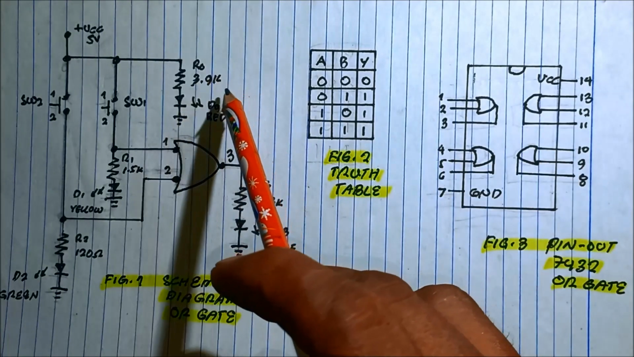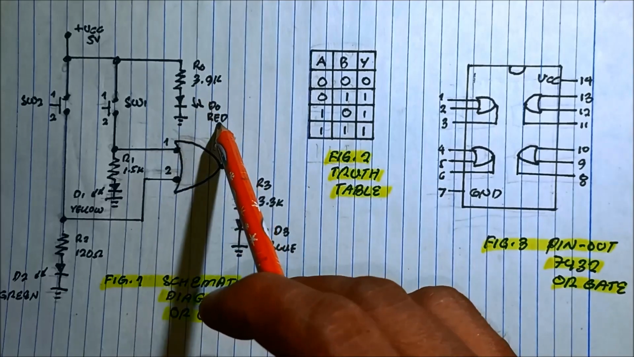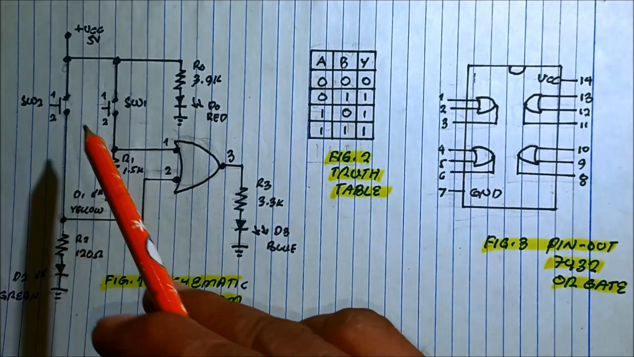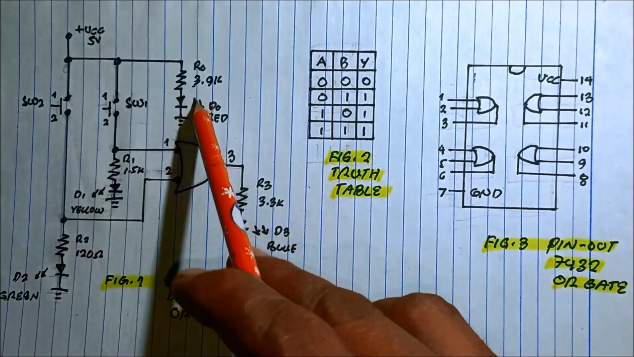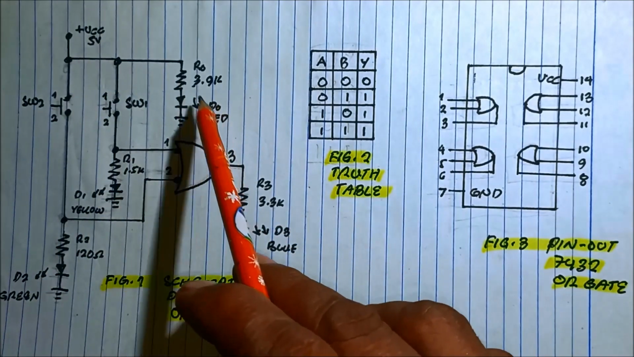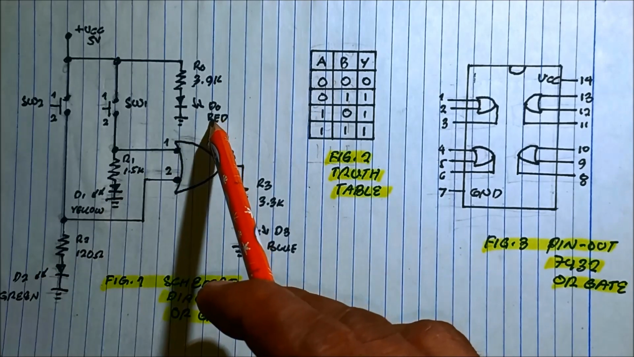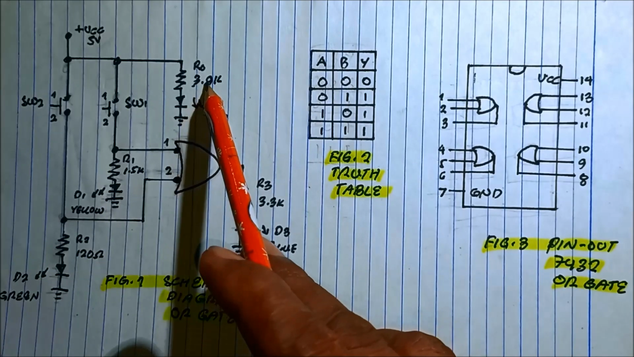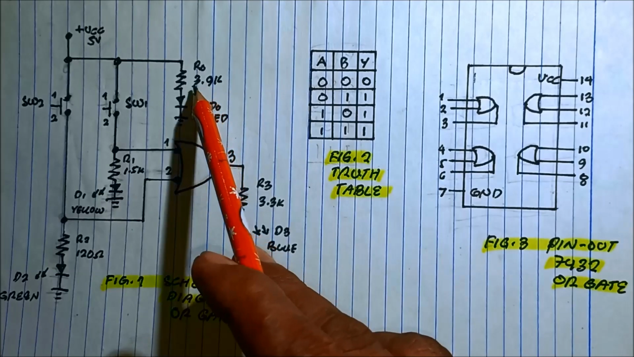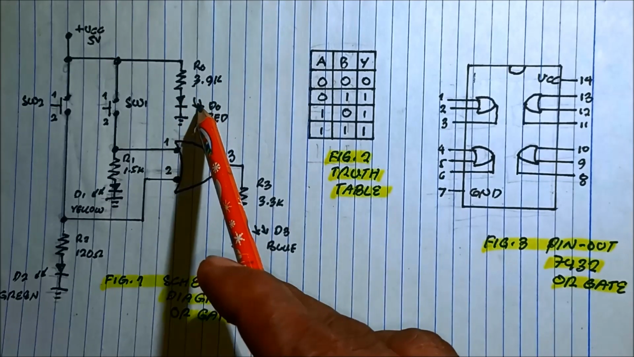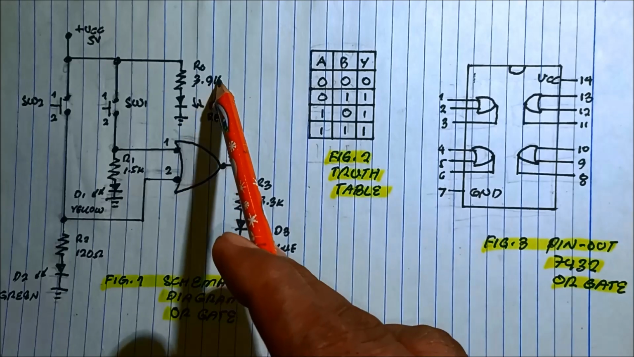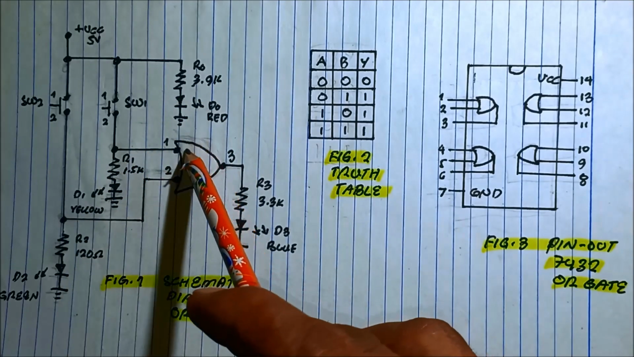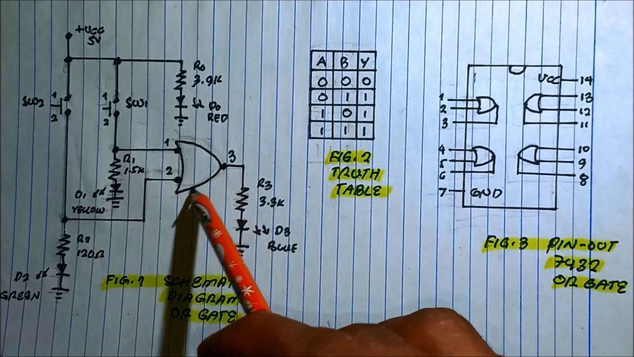We also have this power LED so that we know that the circuit is on. Once we power on the circuit, the power LED turns on. That is color red LED, with a current limiting resistor, in order not to burn this LED, 3.9K ohms. And this is now the OR gate.